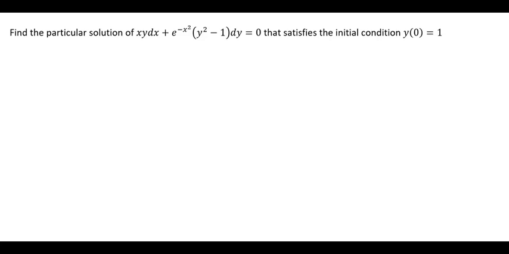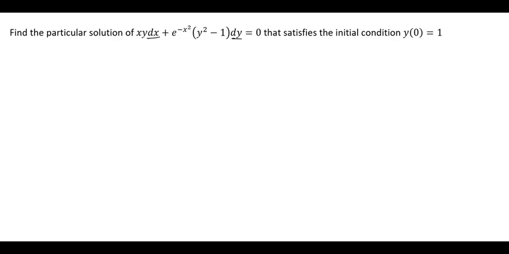So in this example, we have another separable differential equation. To get started, we're first going to observe that one term has dx in it and the other term has dy in it. Both of those terms are on the same side of the equation, so we're going to move one of those terms to the other side. It does not matter which term we move.